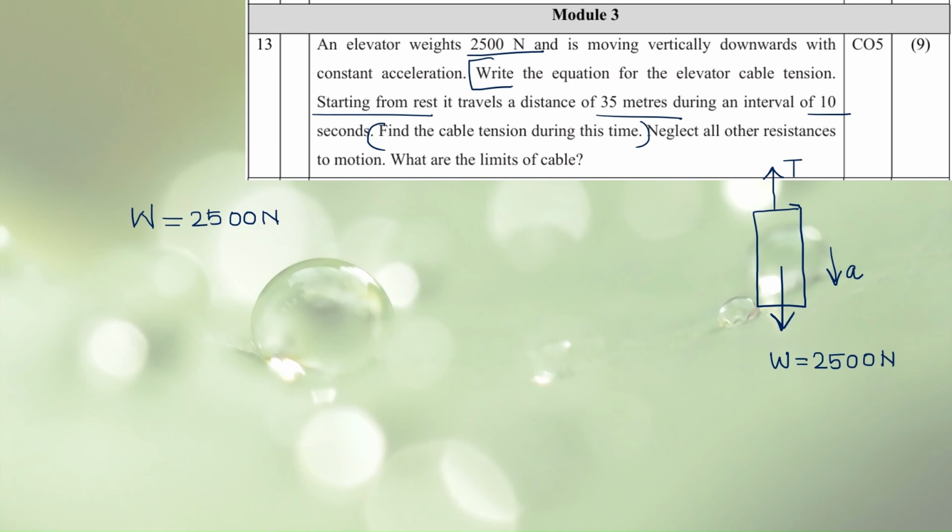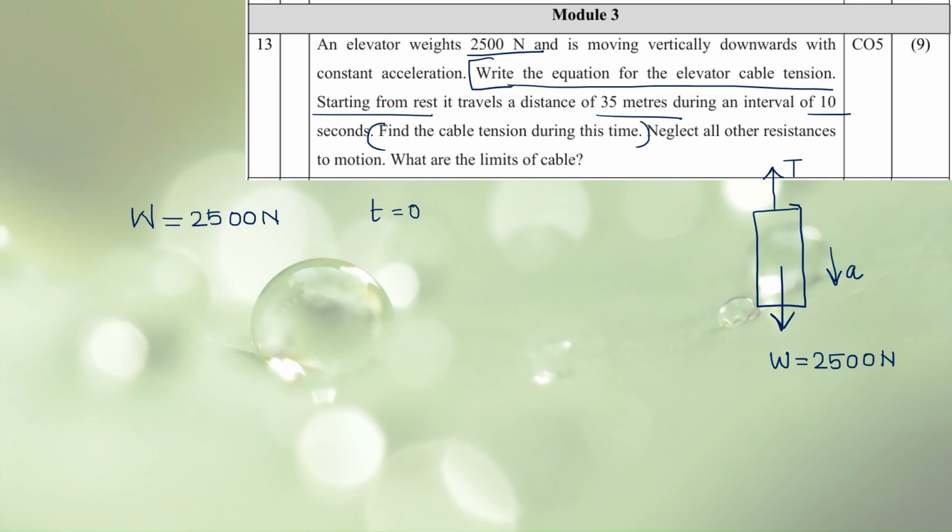Okay, we need to write the equation for cable tension, and they have also given that it starts from rest, so the initial position will be at rest. At time t equal to 0, that is the initial position, the lift is at rest, and it travels a distance of 35 meters.